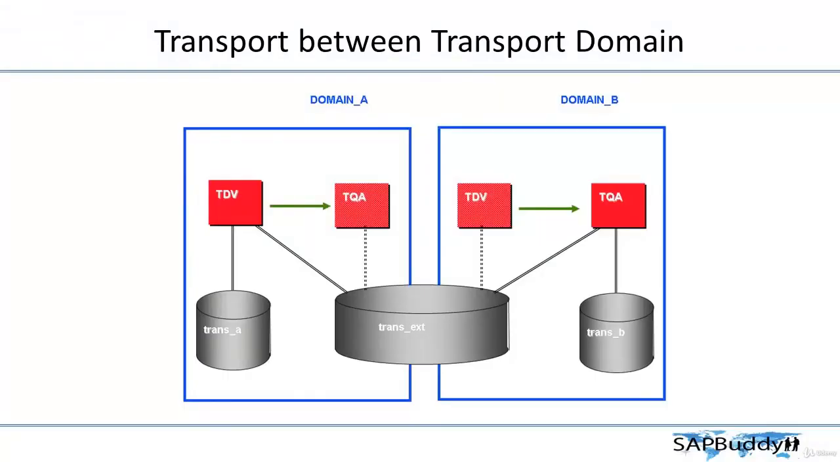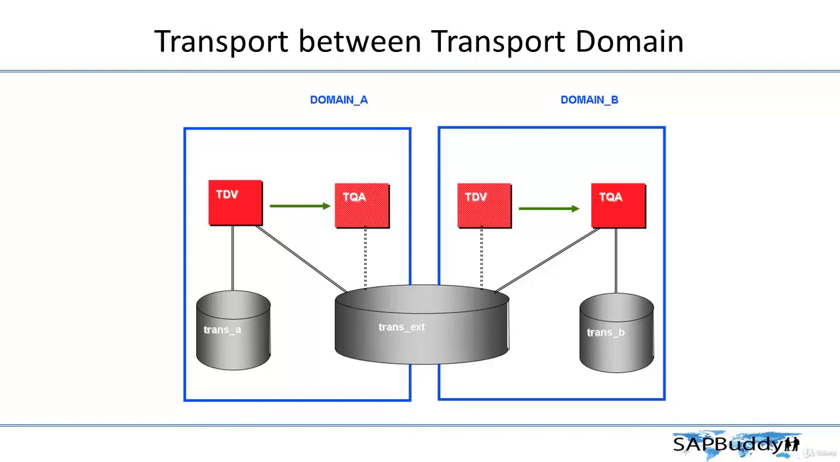Next, we will see transport between transport domains. So far what we have seen is one transport domain but different groups. Now what we are going to see is how we can link two different transport domains.